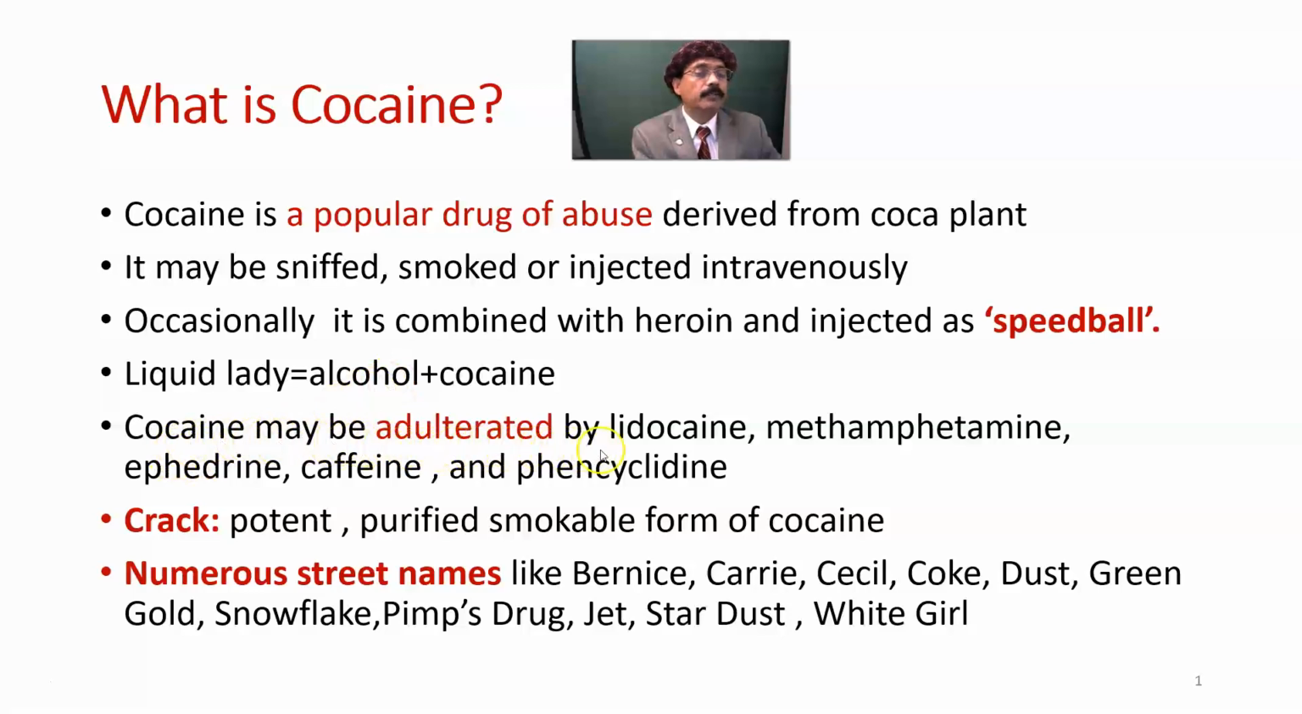Cocaine may be adulterated by lidocaine, another local anesthetic, methamphetamine, ephedrine, caffeine, and PCP, phencyclidine. Crack. What is crack? Crack is the potent, purified, smokable form of cocaine. Cocaine has numerous street names, and the number is huge. We have only a few here, like Barney, Scary, Cecil, Coke, Dust, Green Gold, Snowflake, Pimp's Drug, Jet, Stardust, White Girl, and a lot of other names. These are the synonyms used by substance abusers.